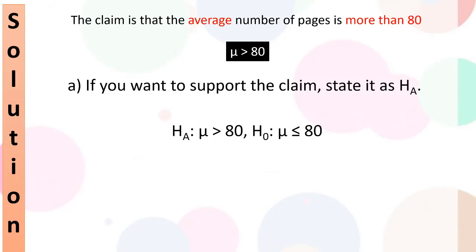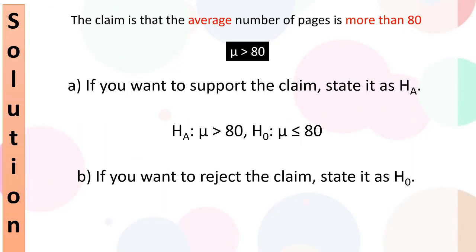What if we want to reject the claim? If you want to reject the claim, you have to state it as an H naught. The way that the claim comes out is as an HA. To make it into an H naught, we need to throw an equality in there. So instead of saying mu is greater than 80, we'll say that mu is greater than or equal to 80.